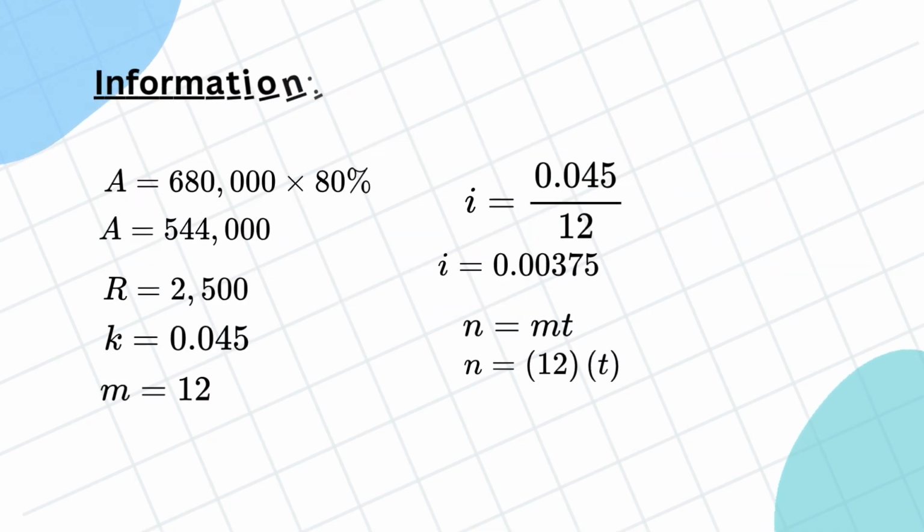Okay, so from the question given, the information that we can get is for A: since the down payment is 20%, the loan is 80%, so we need to calculate the A. So the A will be 544,000, R will be 2,500, K 0.045, M 12, I equals 0.00375, N equals 12T.